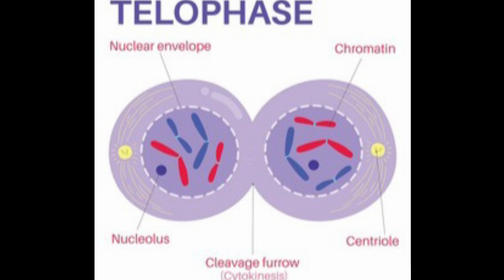The chromosomes begin to uncoil, which makes them diffuse and less compact, along with a process called cytokinesis that divides the cytoplasm of the parental cell into two daughter cells with the help of a cleavage furrow.